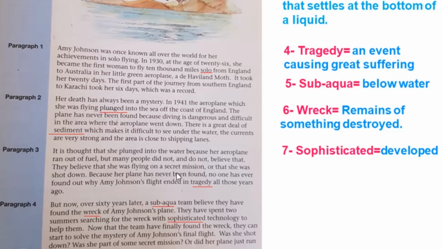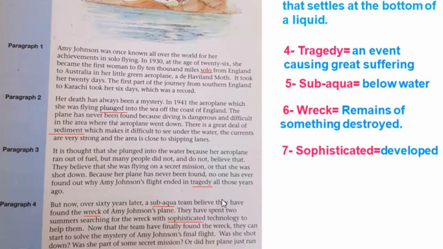Because her plane has never been found, no one has ever found out why Amy Johnson's flight ended in tragedy all those years ago. So students, underline tragedy, and what tragedy we are going to write? A bad event. Any bad event that takes place and makes us sad, feel sad or grieve, or make us sorrowful. So underline tragedy and write an event causing great suffering.